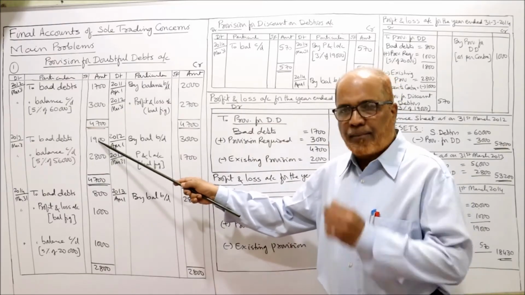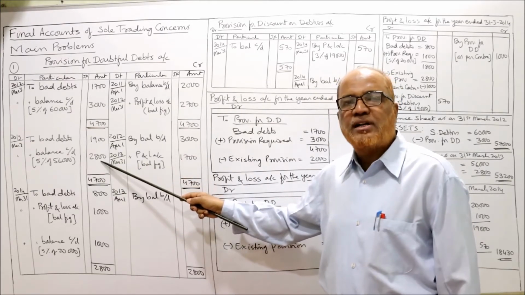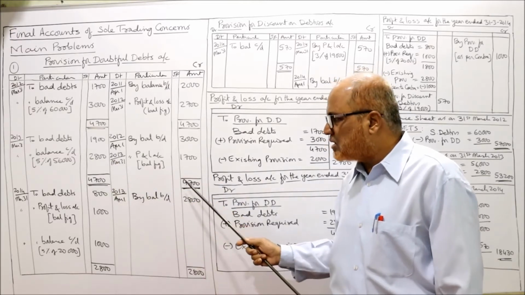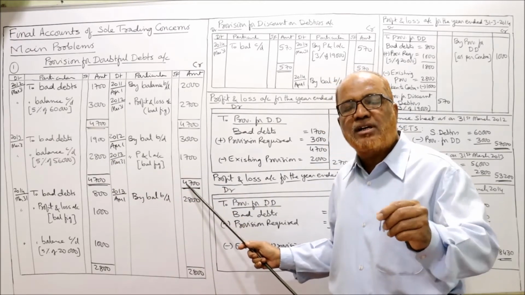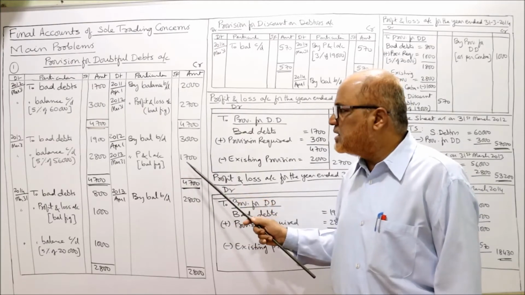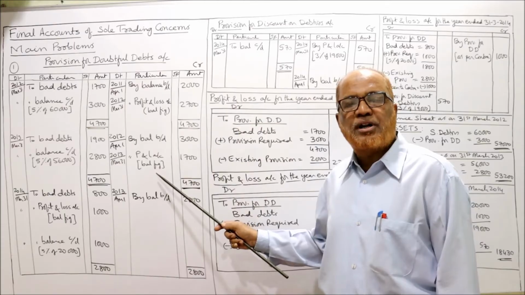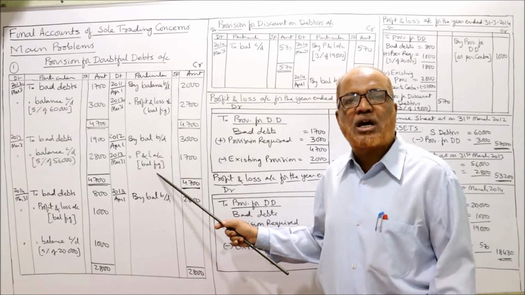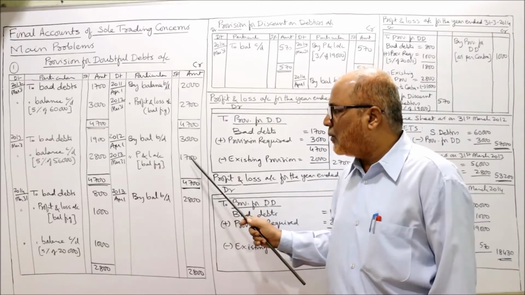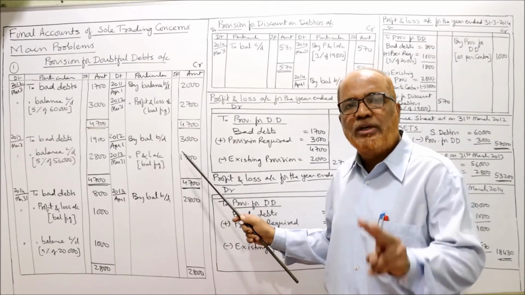So bad debts are 1,900. Provision for doubtful debts at the end of the year is 2,800. Total will be 4,700. From 4,700, subtract the old provision, last year's provision of 3,000. The balancing figure is 1,700. This will be transferred to profit and loss account. Current year's provision for doubtful debts is debited to profit and loss account. How much? 1,700. Two years completed.